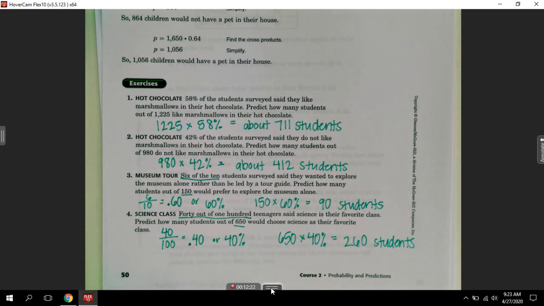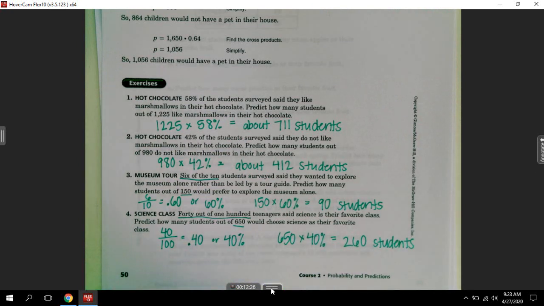All right. So not too bad, hopefully. Remember, you can use your decimal as a percent, or you can use the percent sign in your calculator. Either one of those will give you the correct answer.